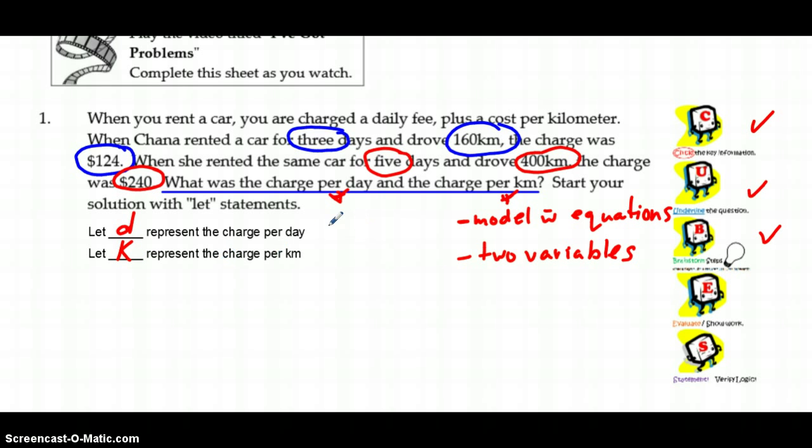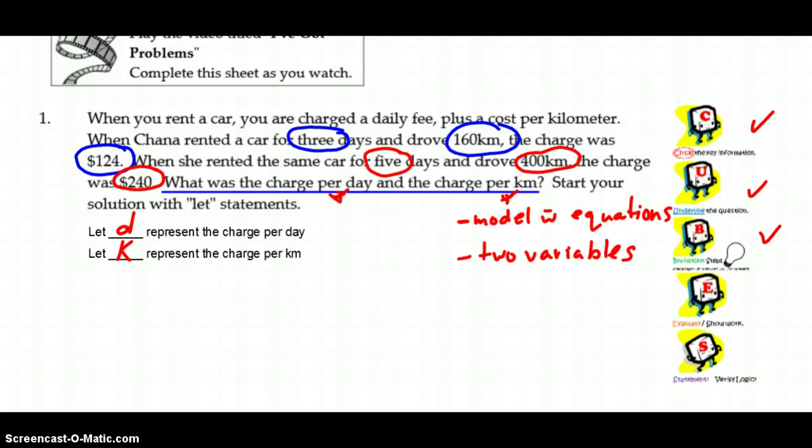Make sure when you're writing your let statements that you're very clear. Don't just say let D be days. D doesn't represent the number of days. What do you mean by days? Okay, so it's the charge per day. K is the charge per kilometer. So make sure it's a nice, clear statement.